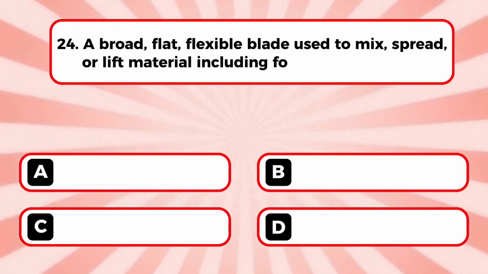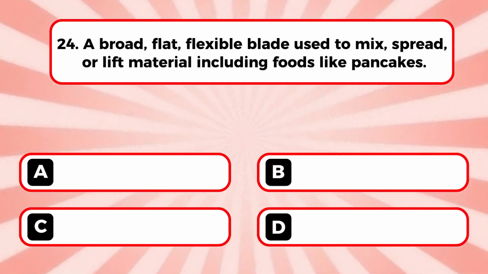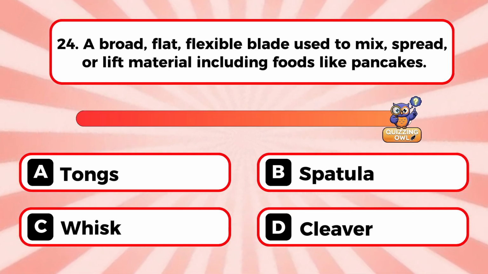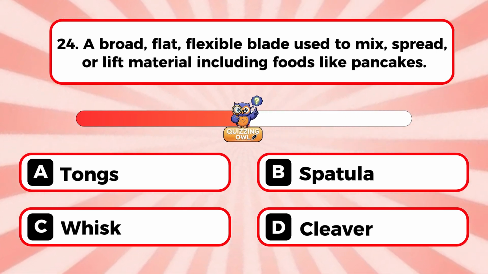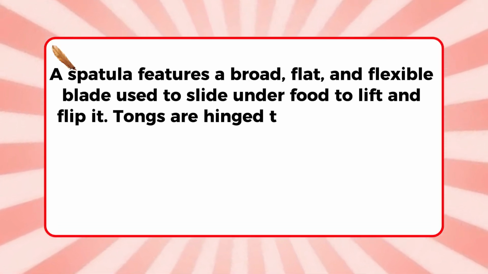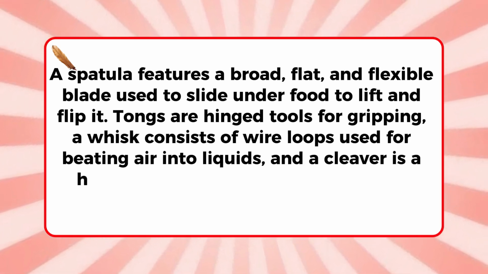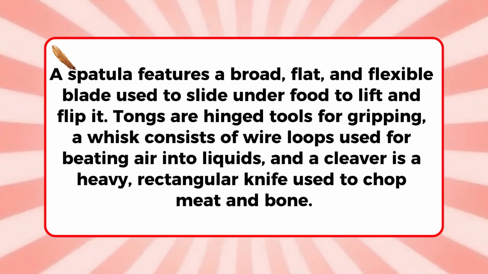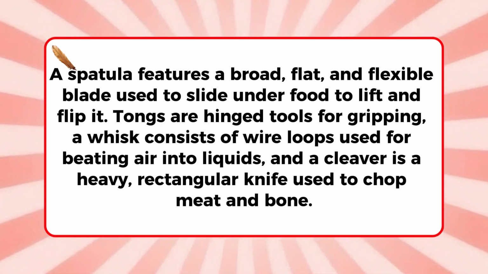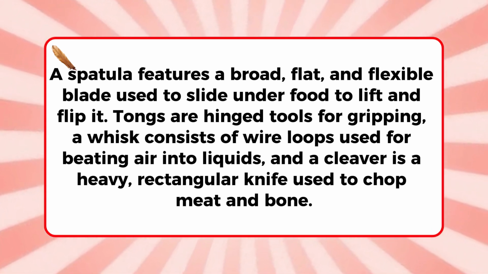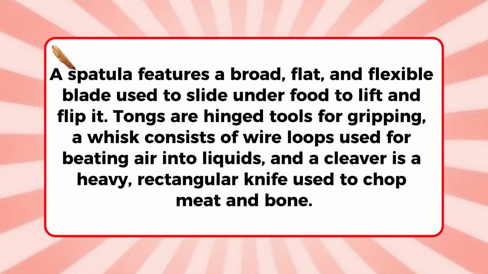24. A broad, flat, flexible blade used to mix, spread, or lift material including foods like pancakes. A spatula features a broad, flat, and flexible blade used to slide under food to lift and flip it. Tongs are hinged tools for gripping. A whisk consists of wire loops used for beating air into liquids, and a cleaver is a heavy, rectangular knife used to chop meat and bone.